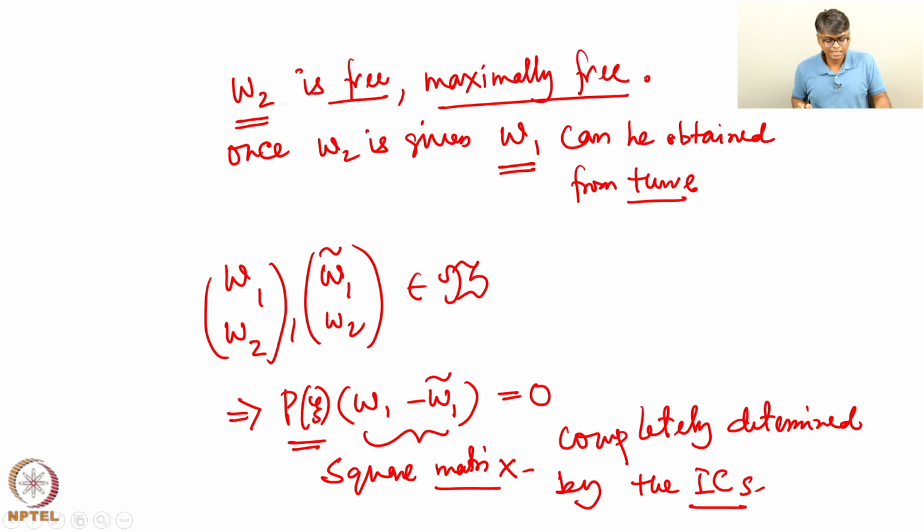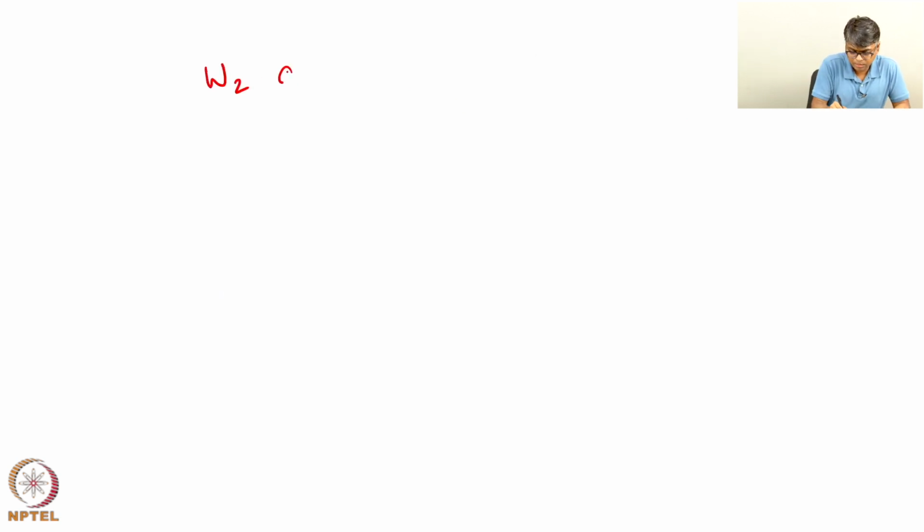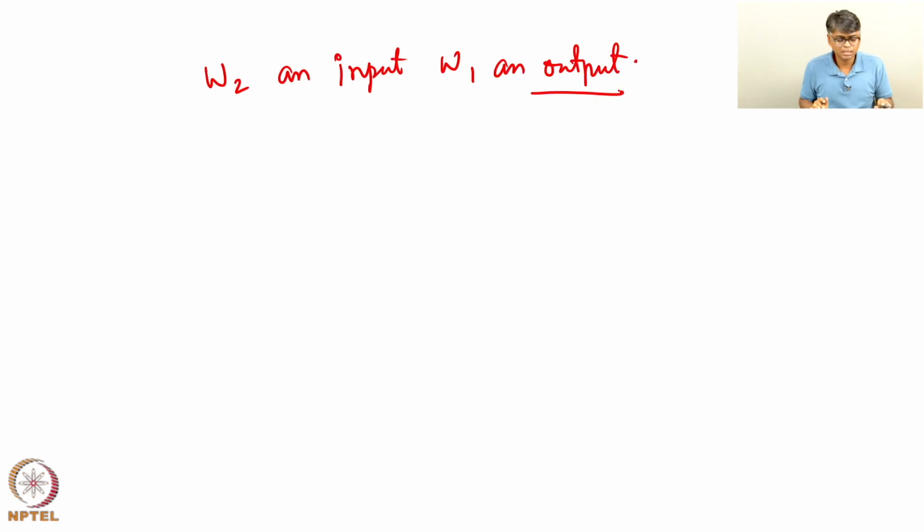In other words, I cannot take away some component from W1 and add it to W2 so that W2 with that additional variable will still be free. For every such C-infinity trajectory of size q minus p, I will have a W1 which satisfies the differential equations. Because of that fact, W2 will be called an input and W1 an output. But now notice, interestingly, that this input and output are not fixed.